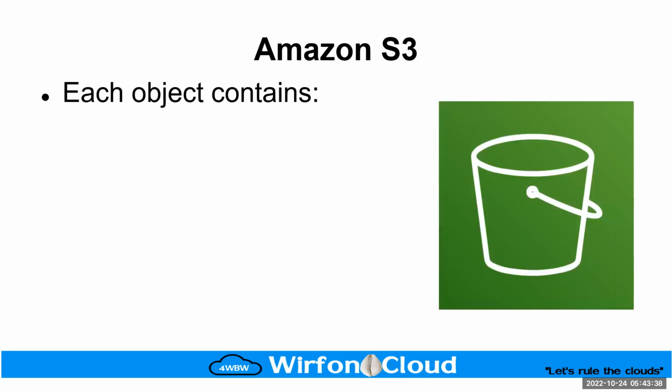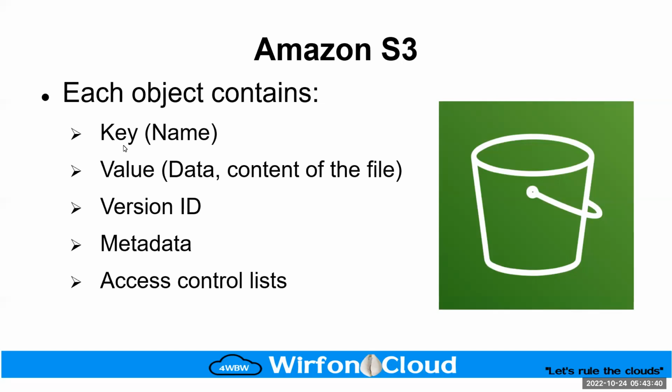So each object contains a key, which is basically the name of the file, and the value, which is the data or the content. For example, if you upload a picture, the value is the picture, that's the data, and the key is the name of the picture. For example, if the picture is a flower, that's the name, so that's the key. It also has a version ID, metadata, and an access control list.